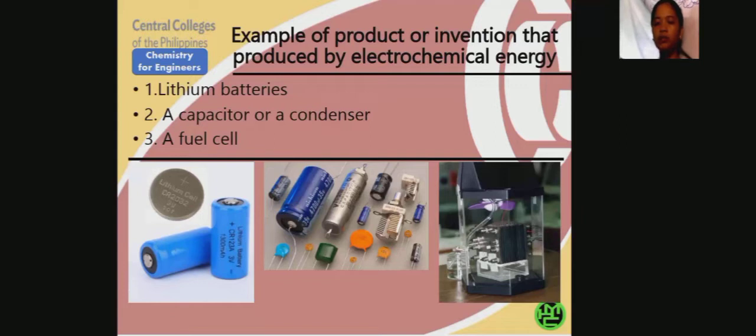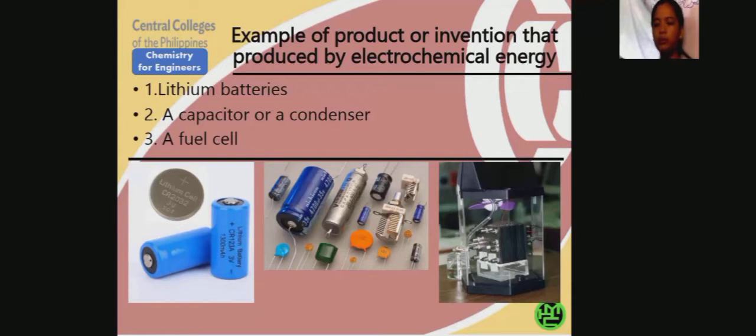And it can also produce electricity continuously for as long as these inputs are supplied. Kagaya nga ng sabi ko kanina, kailangan lang niya ng continuous na energy para siya gumana. Kasi hindi siya gagana kung hindi tuloy-tuloy yung pag-supply sa kanya ng energy.